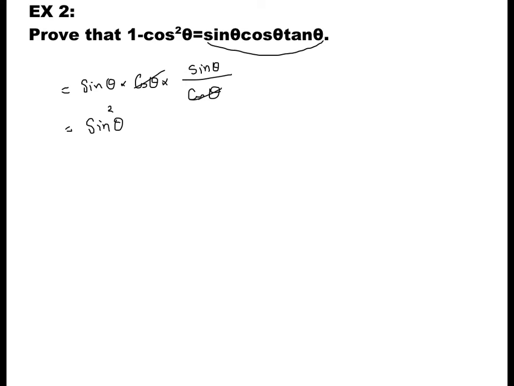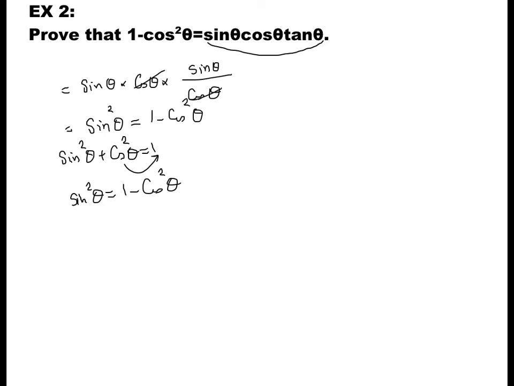Now, if you remember, the Pythagorean identity says that sine squared theta plus cos squared theta is equal to 1. So I can move cos squared theta to the right. I get sine squared theta is 1 minus cos squared theta. Now, here I can replace sine squared theta with 1 minus cos squared theta, which is the left hand side. So the identity is proved.